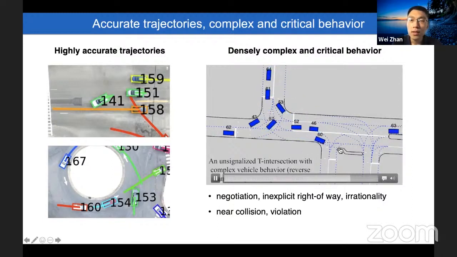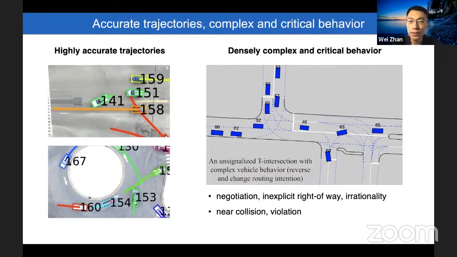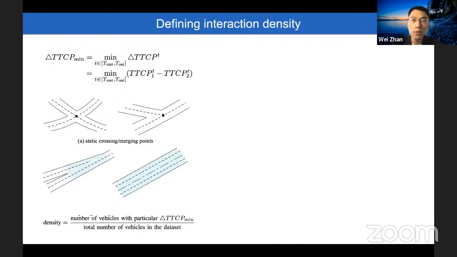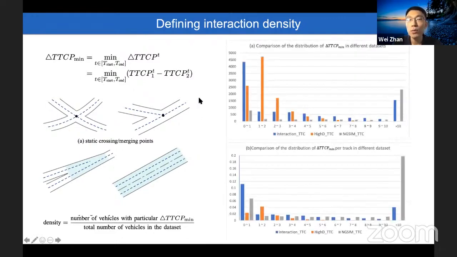With all those kinds of complex and critical behavior, a question may be raised, which is how to measure how interactive the data set is. In our paper, we define a rule-based metric, which is the difference of minimum time to collision point, to measure the density of the interaction. We use that to compare with several existing data sets, such as the HighD data set or NGSIM data set. The results showed that our data set is much denser in terms of interaction and has much more highly critical behavior inside.